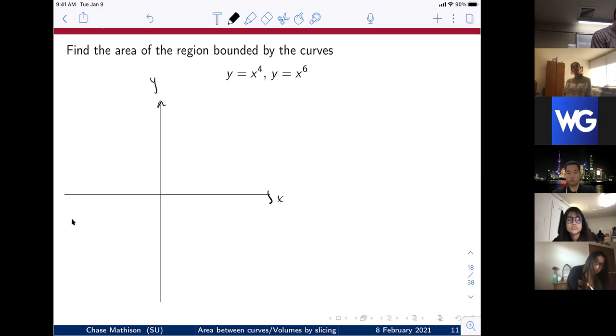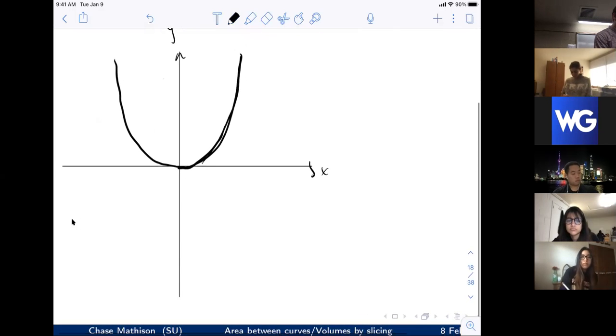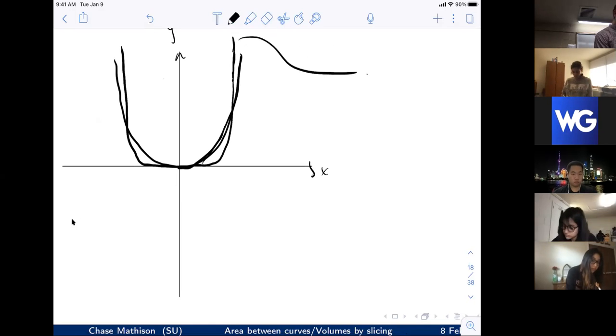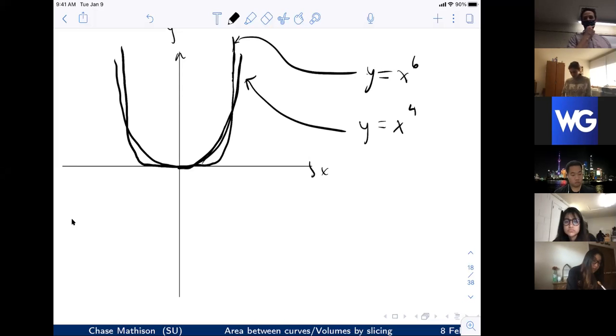Okay, so y equals x to the 4th is going to look something like, it looks kind of like a parabola, but it's a little flatter at the bottom. And then y equals x to the sixth looks very similar. But it's even flatter. So this curve here is y equals x to the sixth. This curve here is y equals x to the fourth. If you didn't know what these look like, you could have always plotted them in Desmos.